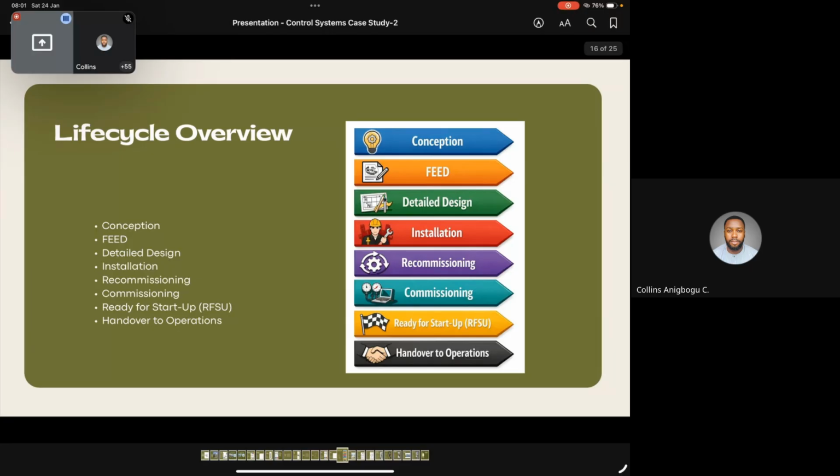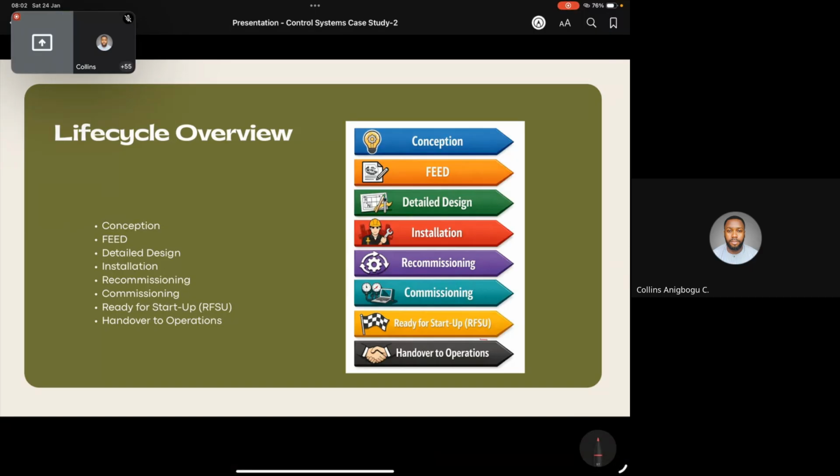And then from commissioning, you move to what we call ready for startup, RFSU, and then you hand over to operations. So at this point, the project guys get off the stage, and then the operation guys take over. From year to year, projects owns all the responsibilities, right?